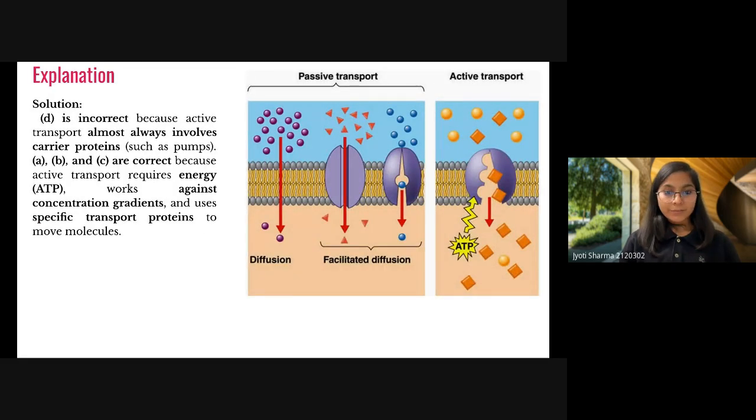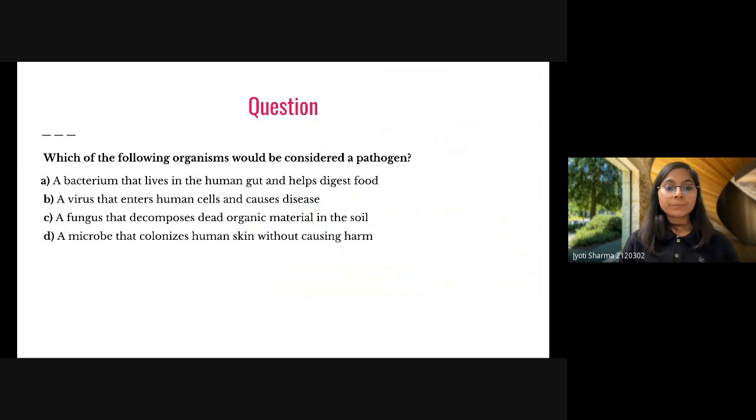So I think I have given the explanation for the active and passive transport enough. So I think I should move ahead with the next question. Okay, so we are talking about the pathogens. How will you consider a particular microorganism a pathogen? The question is which of the following organisms would be considered a pathogen?